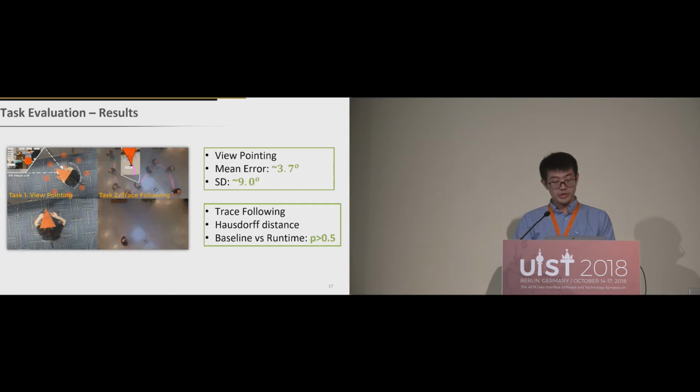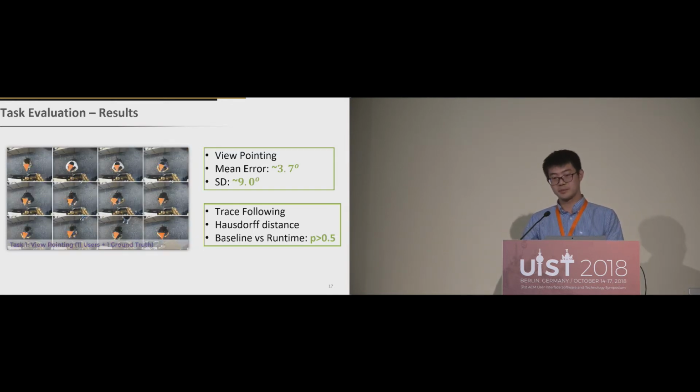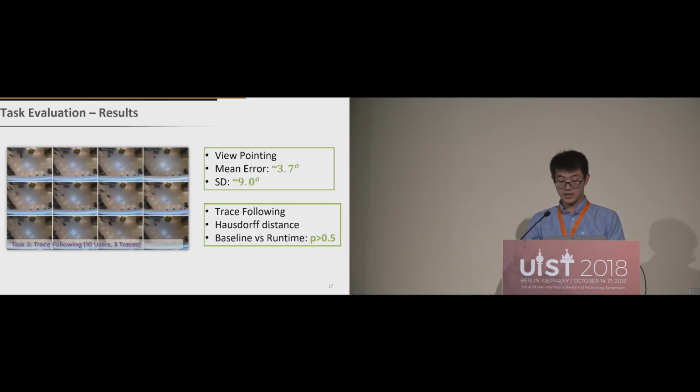For the trace following, we utilized Hausdorff distances between the paths, and we use this distance as our metric for similarities. And then we observed that there is no significant difference between the baseline and the runtime results.